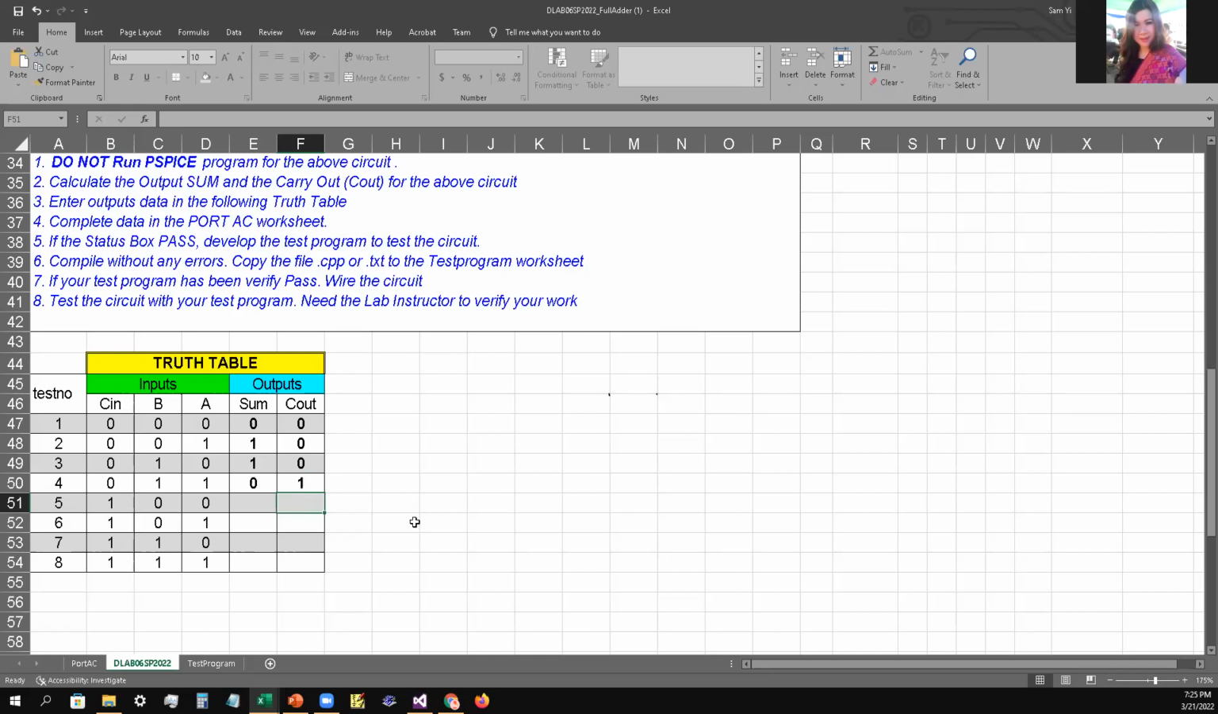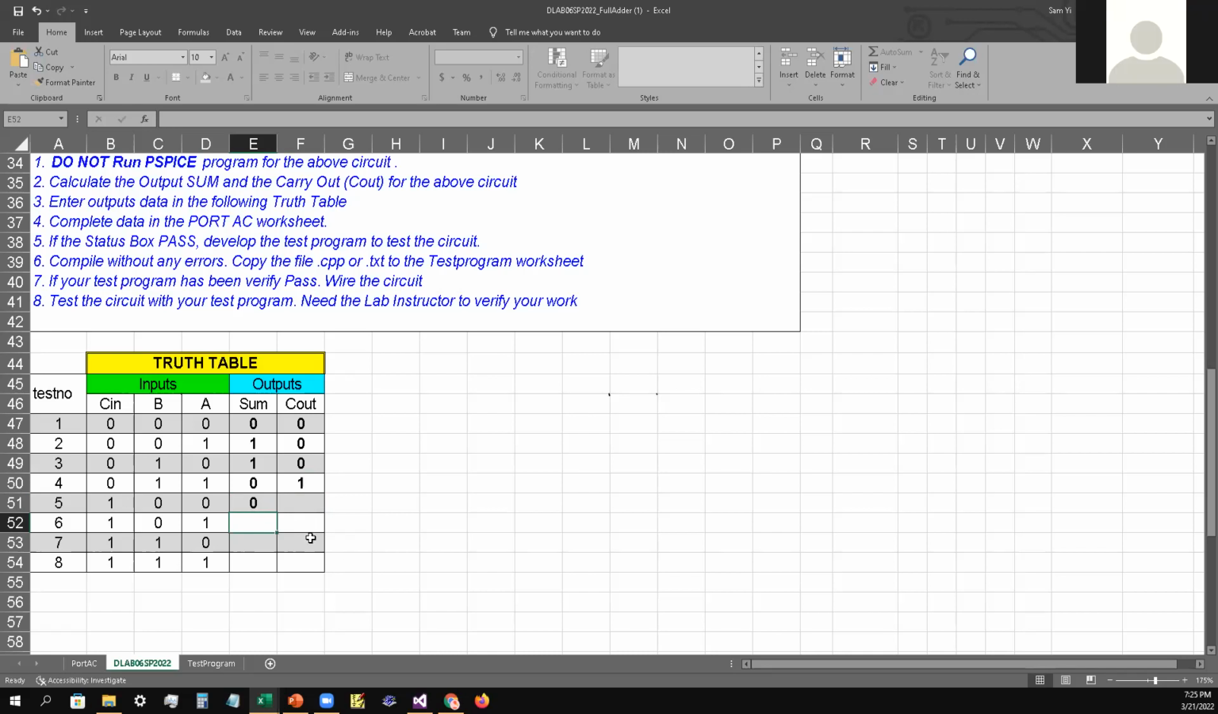Okay, 0 and 0 is 0. Correct. 0 plus 0 is 0. Then you get left over with a 1. 1 plus 1 is 10, and we carry 1 for the next one, for the next carry out.